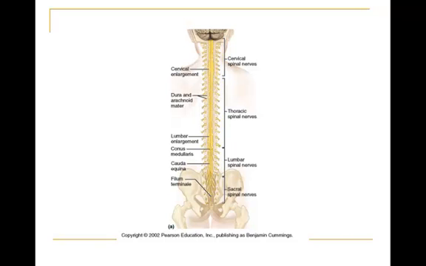So this just gives you an indication of where it starts at the base of the brain. And you can see here's the lumbar vertebrae. So it ends somewhere around here. And then it kind of fans out like this, called cauda equina or horse's tail.